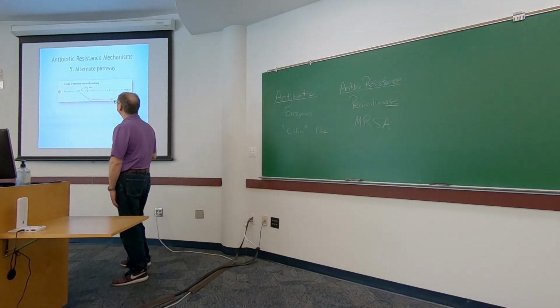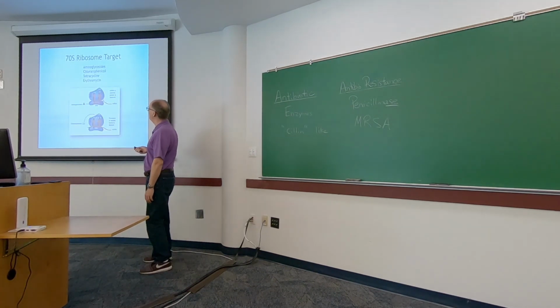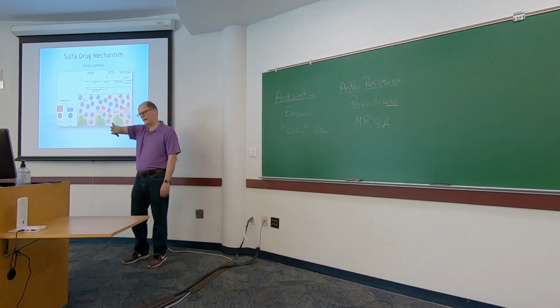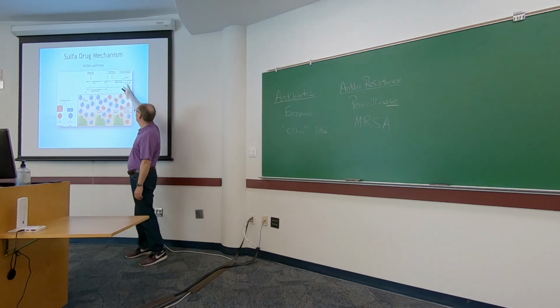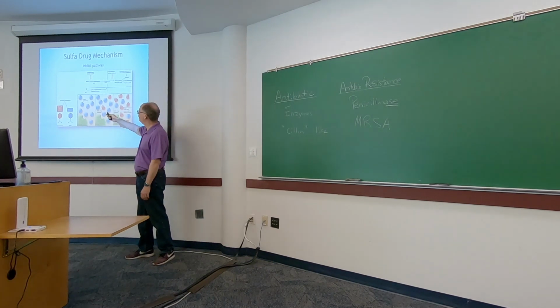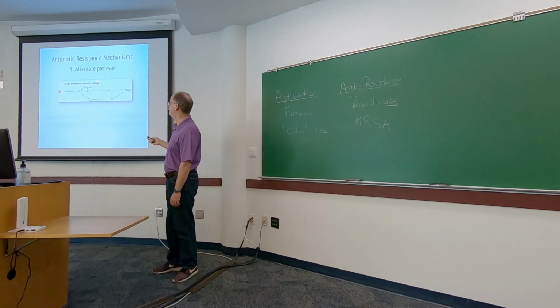Alternate pathway, that means you want to get around. Now I described the pathway here. A pathway just means there are several molecules that need to be made to get to the end product. So if you can get around, like if this enzyme that converts PABA to dihydropteroic acid, then if you can make PABA with something else and get around it, that would be an example of an alternate pathway, getting around.